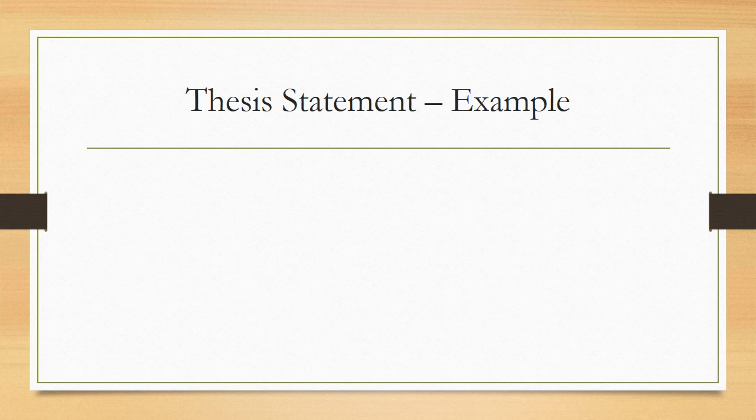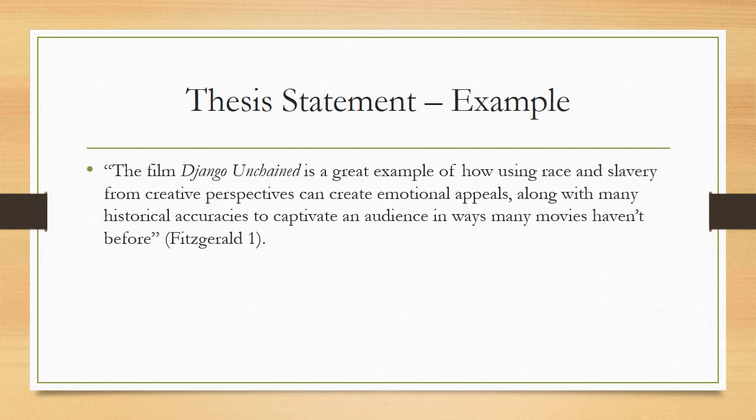Let's look at an example from the student paper. The film Django Unchained is a great example of how using race and slavery from creative perspectives can create emotional appeals, along with many historical accuracies to captivate an audience in ways many movies haven't before. So the student is not named Fitzgerald. I just use the names of my favorite football players to make the papers anonymous.